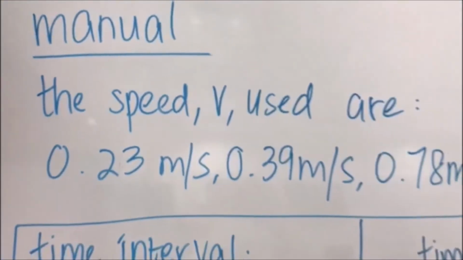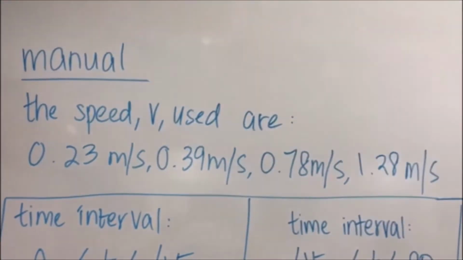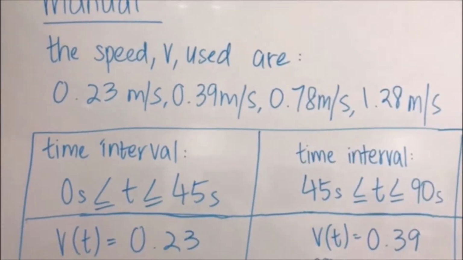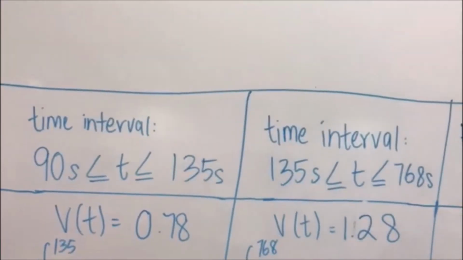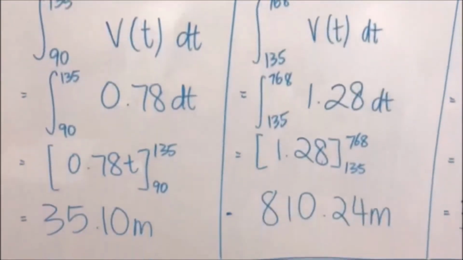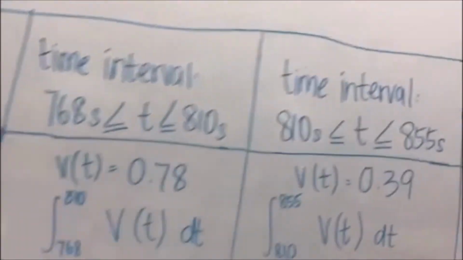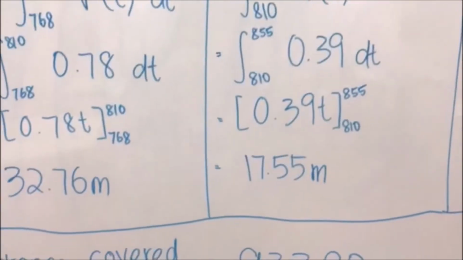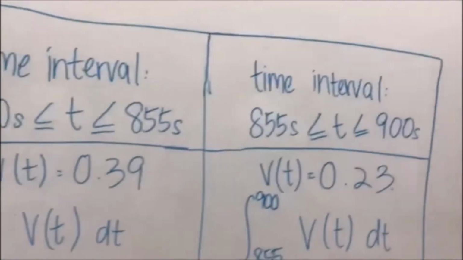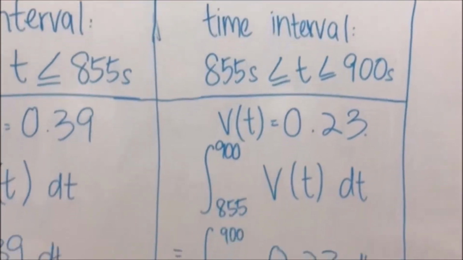After conducting the experiment, we found out that the speeds conducted manually were 0.23 meter per second, 0.39 meter per second, 0.78 meter per second, and 1.28 meter per second. Using these speeds and the time interval given, a velocity time graph is plotted for the treadmill and manual. To determine the total distance traveled, we have to integrate the speed using the time interval.